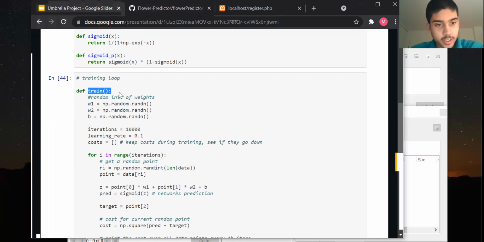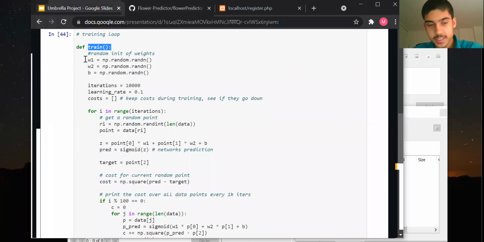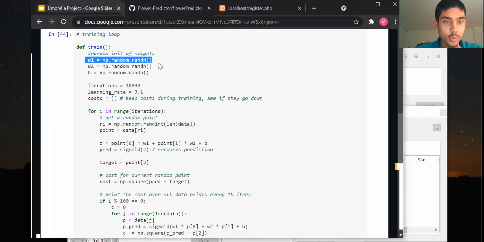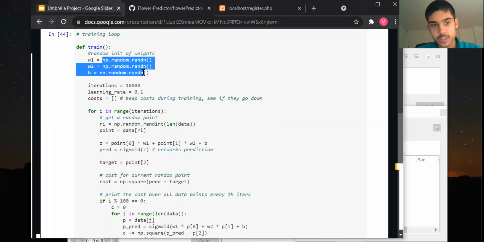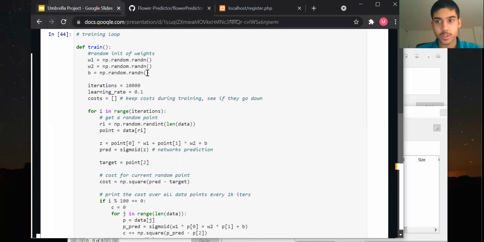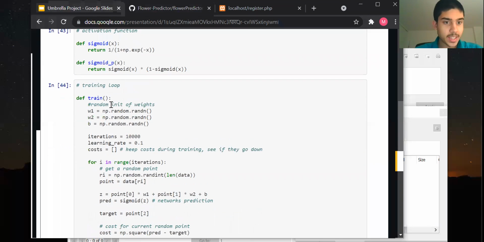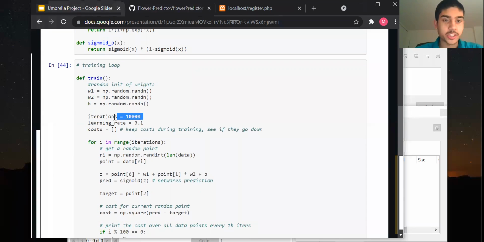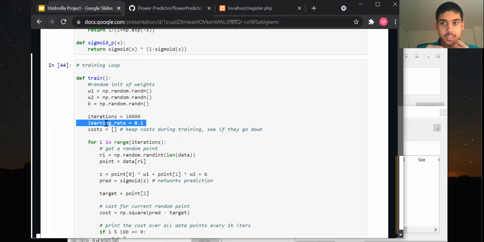So in this training loop, we have our weights and biases, which is what allow the algorithm to make the prediction. We just assign them random values. So we have weight 1 and weight 2 and a bias, and all of them are initially given random values from the NumPy library. And we're going to do 10,000 iterations in this loop with a learning rate of 0.1. The reason I chose a learning rate of 0.1 is because it will allow the percent error to be not too high, so it'll become a lower percent error within about 0.1.